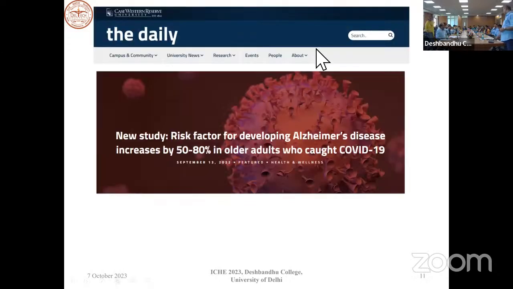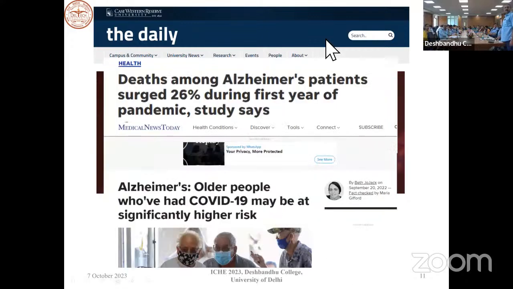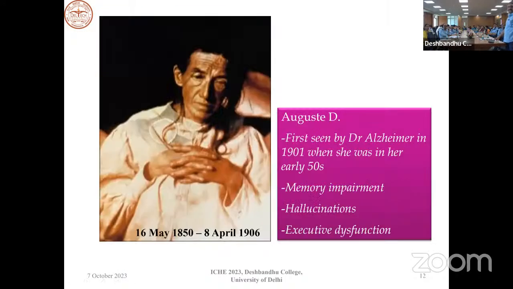COVID has added to the percentage increase during the COVID time. Still, a lot of R&D work is going on. What are the possibilities for why things have changed during the COVID time? You will find many reports available which say that Alzheimer's disease has increased in the COVID time.